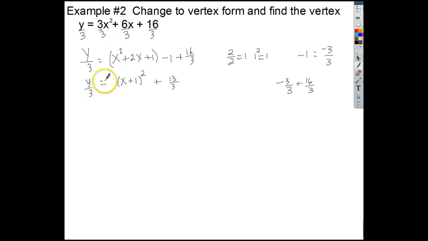All right, now almost done, except I don't have it y equals, so I have to take everything and times it by 3 now. Okay, so that'll cancel those 3's out. 3 times this will be, so I have y equals, I'll just put a 3 in front of it, and x plus 1 squared. And I have to multiply this by 3, so it's 3 times here, 3 times here, and 3 times here. And then, of course, the 3's cancel, and I get plus 13. So y equals 3, x plus 1 squared plus 13. Vertex at negative 1, 13. All right, you try one.